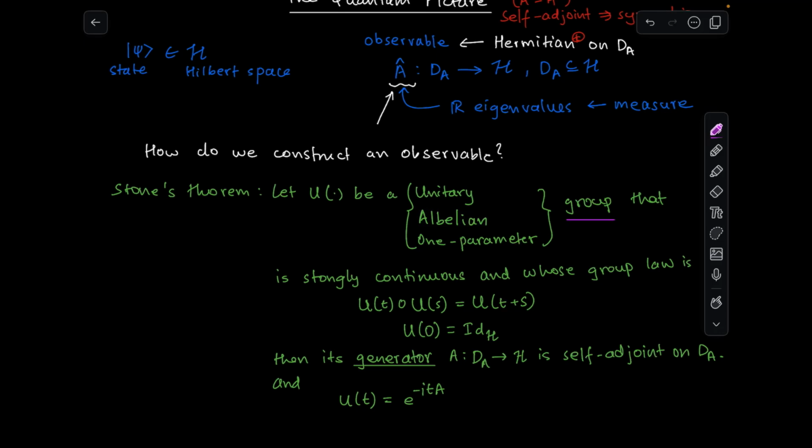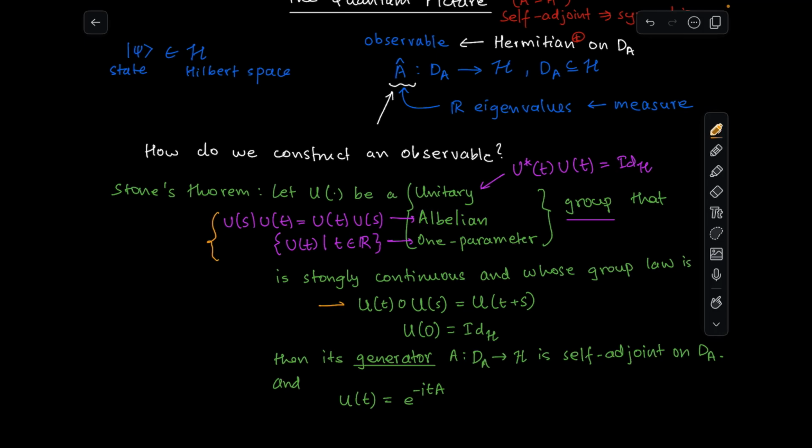A group is a set of transforms. Being unitary just means that if I have a transform U, then U conjugate transpose times U will just be the identity on the Hilbert space. Being Abelian means that two transforms from my group commute. Being one-parameter means that every transform in my group can be labeled with a single parameter. Being Abelian one-parameter produces this condition. This just tells us that having a transform with parameter 0 does not change my state.